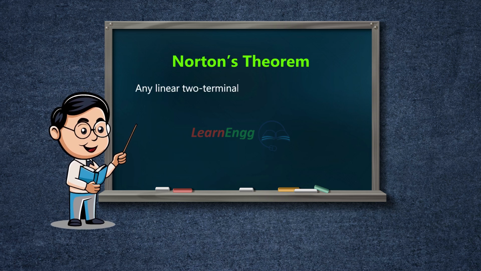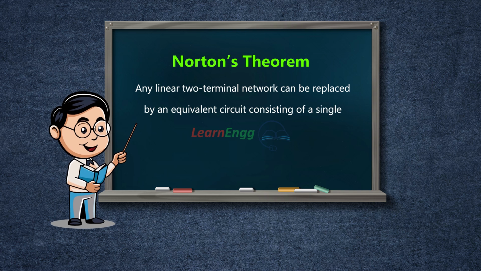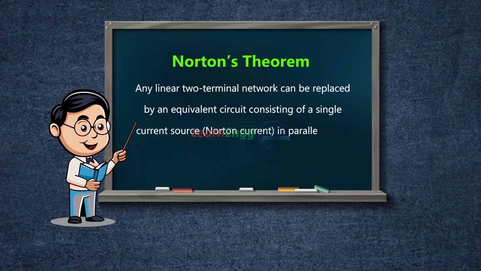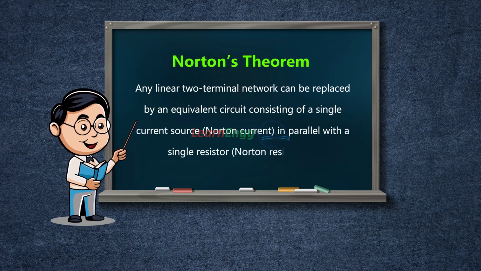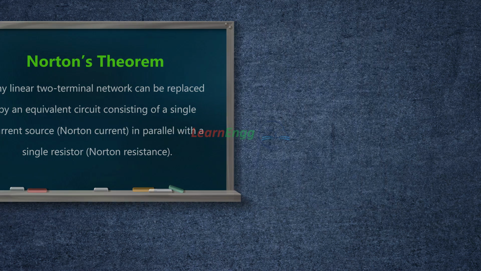Norton's Theorem. Any linear, two-terminal network can be replaced by an equivalent circuit consisting of a single current source, that is, Norton current, in parallel with a single resistor, that is, Norton resistance.